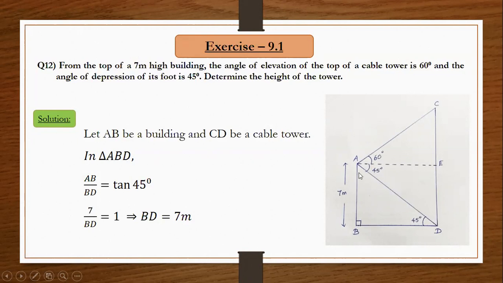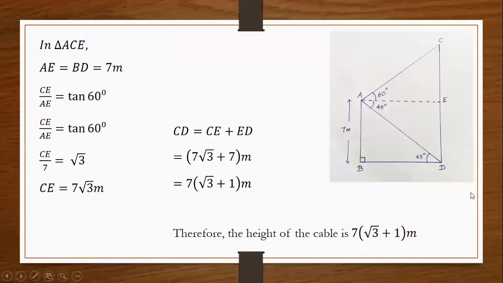For this, let us consider the triangle ABD first. So AB by BD is tan 45 degrees. When we substitute, we get BD to be 7 meters. Now in triangle ACE, AE and BD are equal. So AE is also 7 meters. Now tan 60 degrees is opposite side by adjacent side, which is CE by AE. When we substitute the value, we get CE to be 7 root 3 meters.